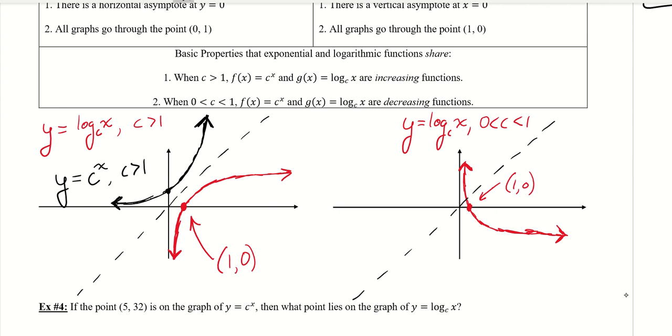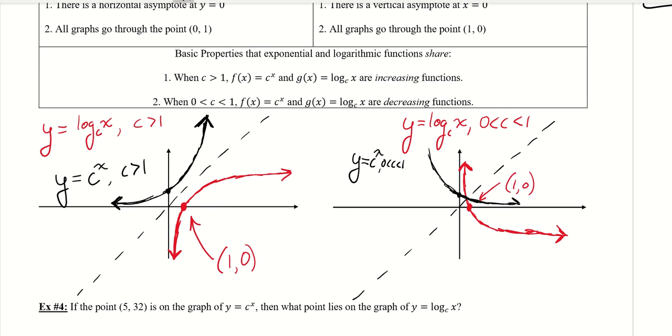And the same goes over here. So here we have y equals log base c of x, where we have a base in between 0 and 1, so it's a decreasing function. And what would the inverse look like? Well, it would just be y equals c to the x, where c is in between 0 and 1. And it would be a decreasing exponential function.